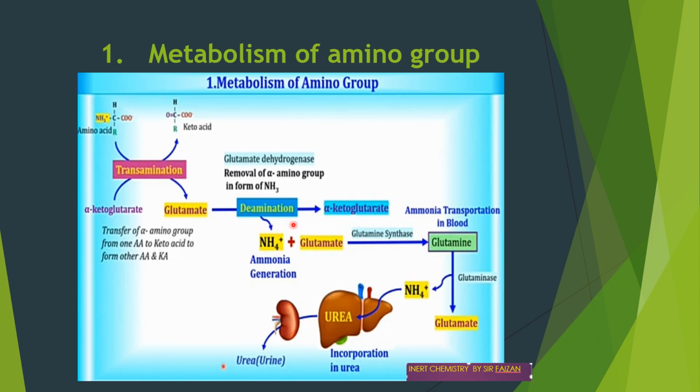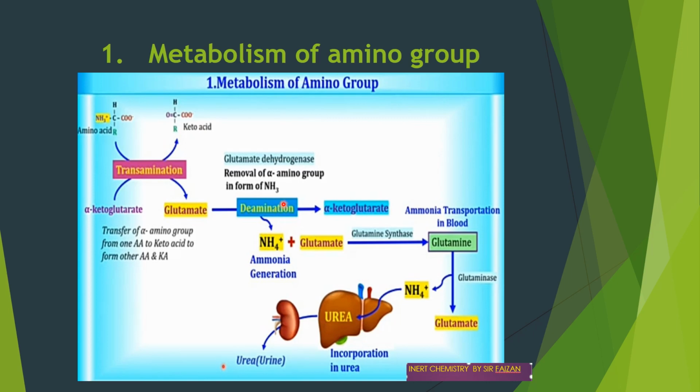The second step is deamination. Deamination is defined as the removal of the amino group from an amino acid in the form of ammonia or ammonium ion. Note that during transamination, there is only transfer of the amino group, but during deamination, the amino group is removed from the amino acids, leading to the formation of urea.